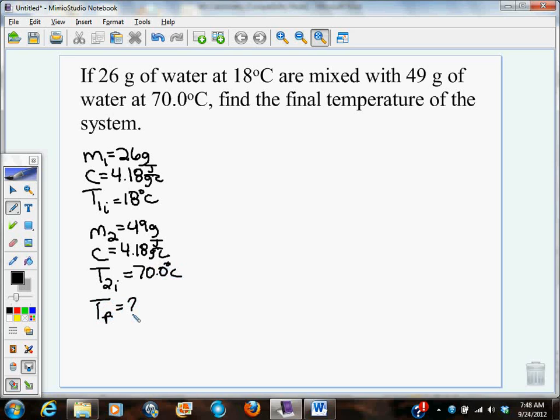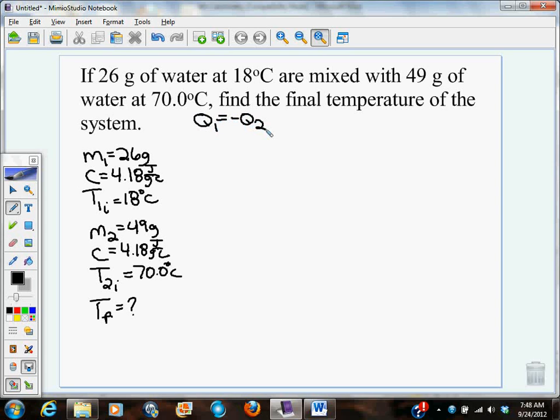Now the final temperature will be the same. Heat will be transferred until the temperatures are equal. So in this case, what that means is that the heat gained by mass 1 of water is going to be equal to the heat lost by the mass 2 of the water. So Q1 equals negative of Q2.